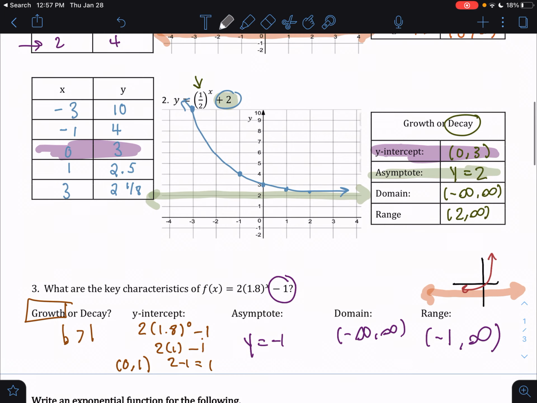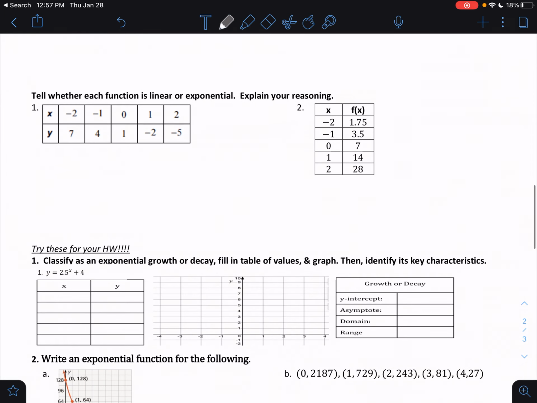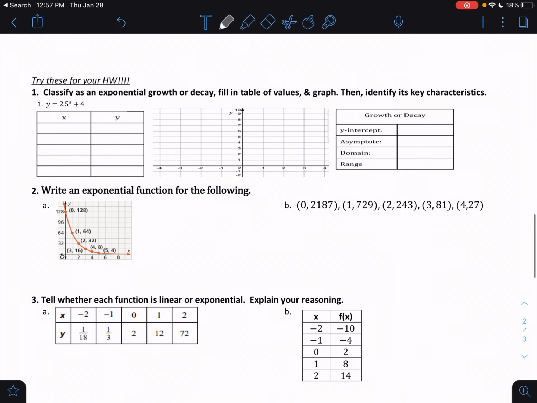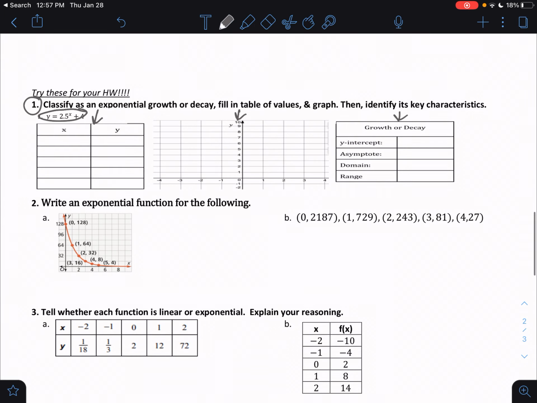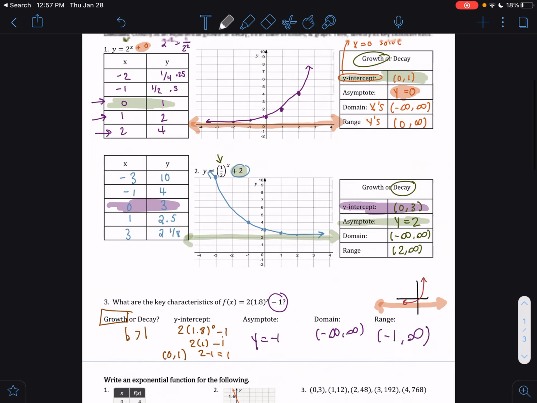Okay, so that is where we're going to end for our notes for today. Down here on the try these for your homework, I want you to just try number 1. So all you have to do is graph this problem, make a chart, graph it, and then find its key characteristics. And that is what is going to be due next time I see you.